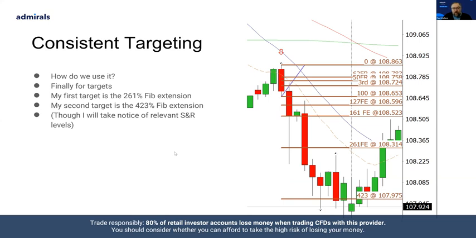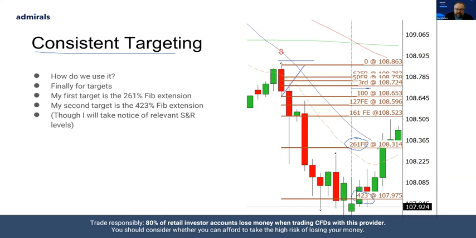So I know where I'm getting in. Let me just get the old drawing tool up here. I know where I'm getting in, on a third of the way of the pullback into this candle. I know where my stop loss is going to be as well. It's going to be above the high. And now I need to look at where my targets are. This is why it's called consistent targeting. Once I've drawn that, used my Fib tool on there, it will also identify for me the 261 Fib extension and also the 423 Fib extension.